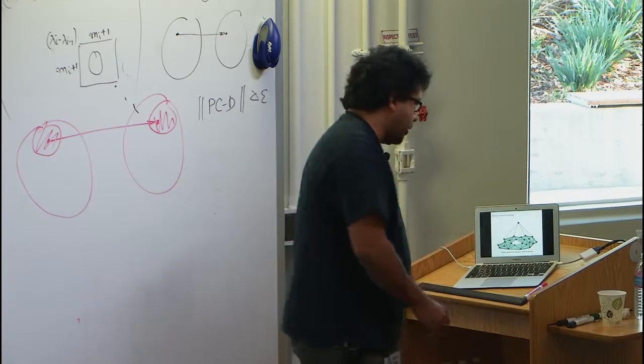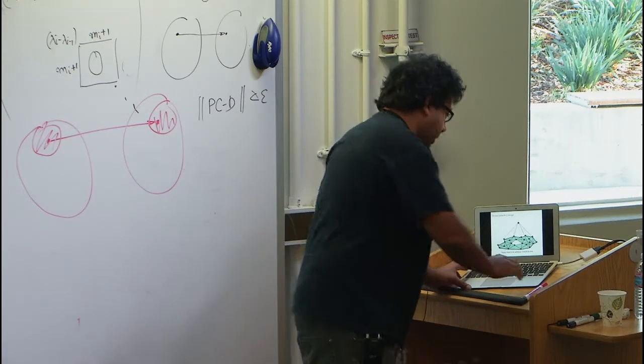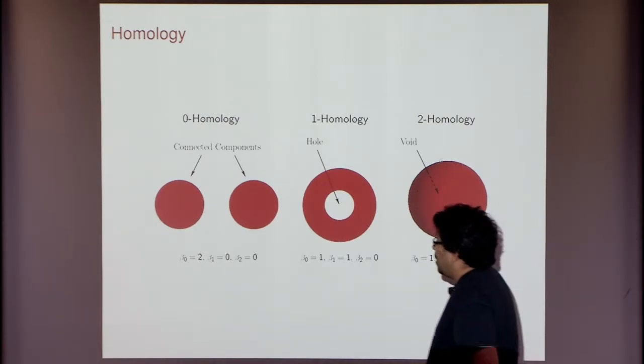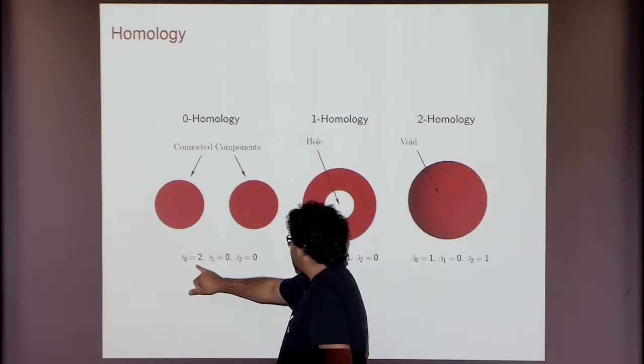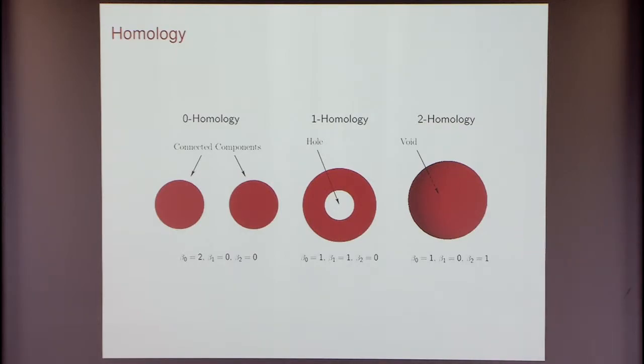So just for motivation, that's probably about as much motivation, at least in terms of applied problems, that I'm going to give in this talk. But we're going to come back and think about some notions of homology. Here we're just saying that Betti 0 is the number of connected components, Betti 1 is the number of holes, and Betti 2 is the number of voids. And so this is a way of characterizing this.